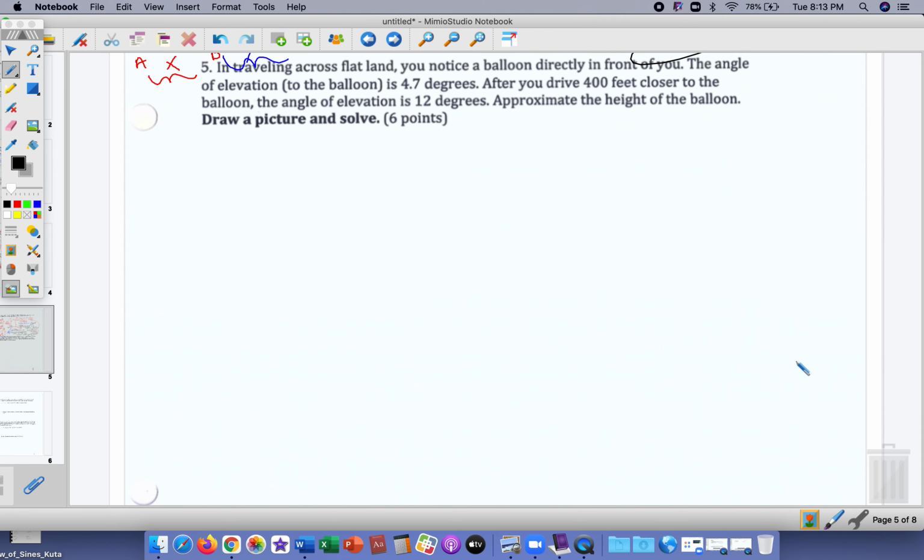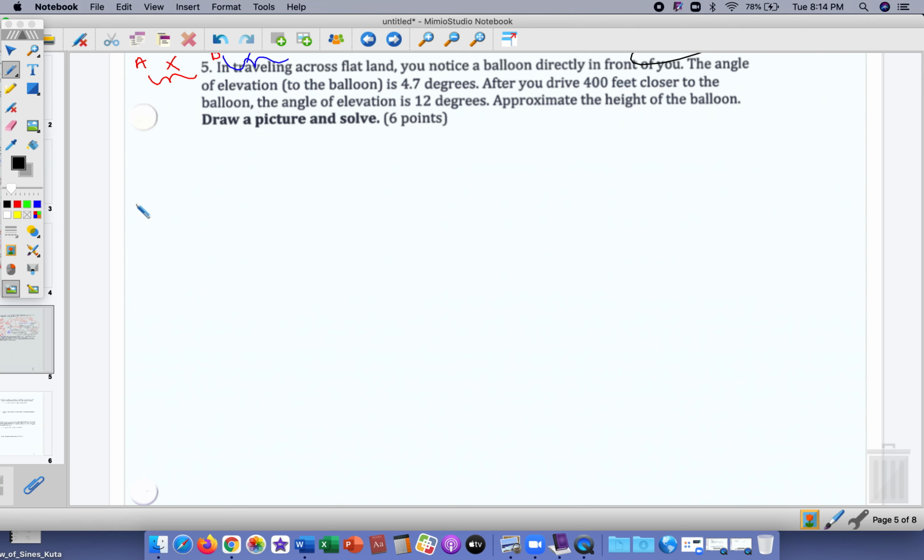Okay, we're traveling across a flat land. You notice a balloon directly in front of you. The angle of elevation to the balloon is 4.7 degrees. After you drive 400 feet closer, the angle of elevation is 12. Approximate the height of the balloon. Okay, so this is like the one we did earlier in class. It's the one like the dune problem.